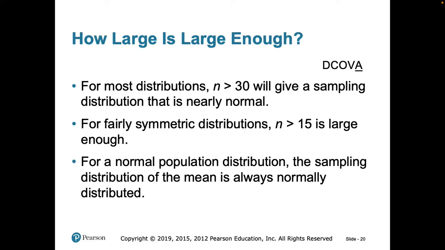So here it is, how large is large enough? For most distributions, when you have a sample size of 30, we'll consider that large enough to give you a nearly normal distribution. If it's fairly symmetrical, you only need 15 to be considered large enough. And remember what we talked about, for a normal population distribution, the sampling distribution of the mean is always normally distributed. So if the population is normally distributed, obviously the sampling distribution will be normally distributed.